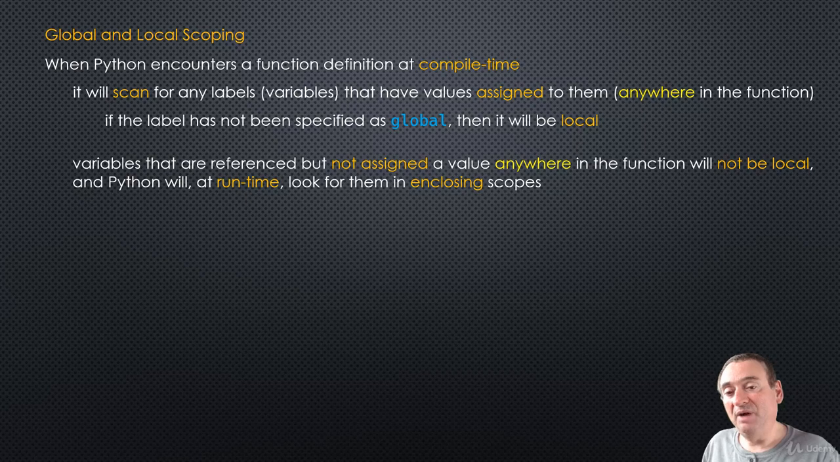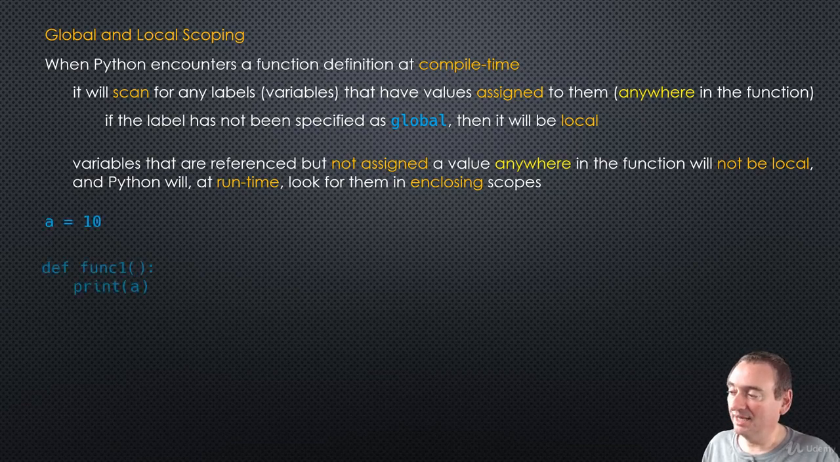And at runtime, Python will then look through the enclosing scopes to figure out what it is and if it's available somewhere. But it's only in cases when you're referencing a variable but not assigning a value to it. As soon as you assign, it becomes local, unless you use the global keyword. So let's look at an example.